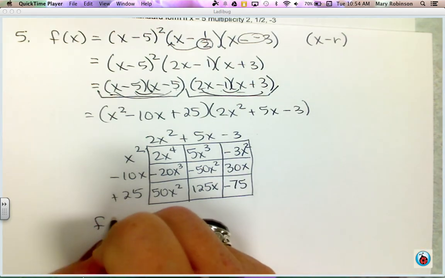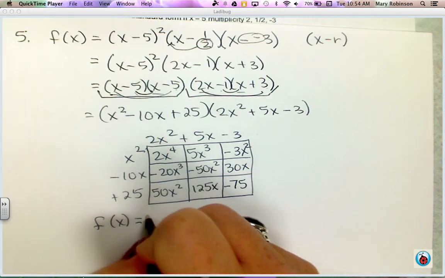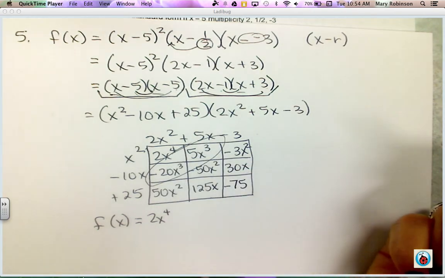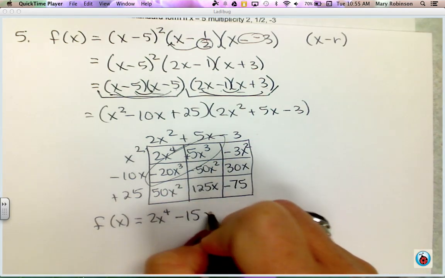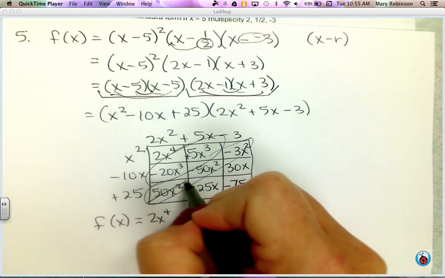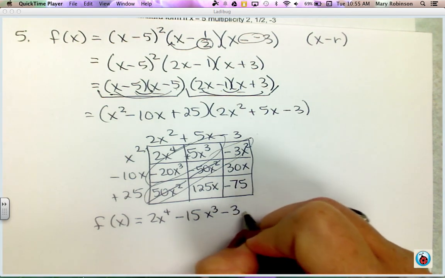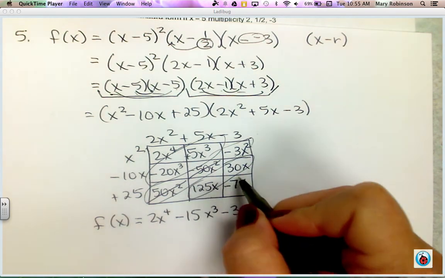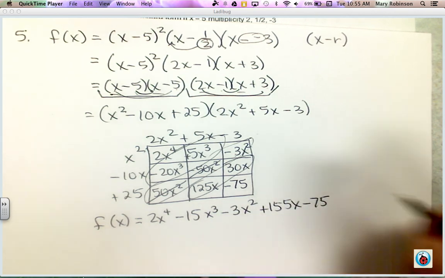So now I'll move on and combine my terms to get my final function. So my highest degree term is 2x to the 4th. I don't have another x to the 4th term. I do have 2 cubic terms, so when I combine negative 20 and add a positive 5 to it, I have negative 15x cubed. When I look at my quadratic terms, which are diagonal here, I notice that I have a 50x squared and a negative 50x squared that will zero out. So the only quadratic term I'm going to have is negative 3x squared. When I combine my linear terms here, 125x plus 30x gives me 155x. And of course my constant here, negative 75.